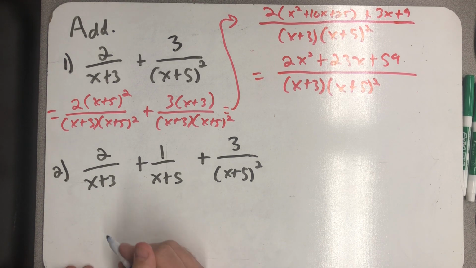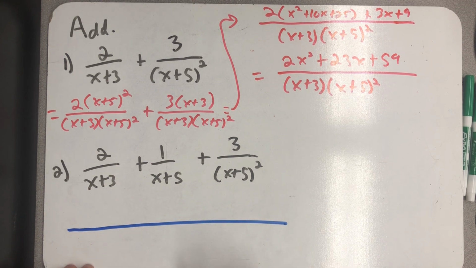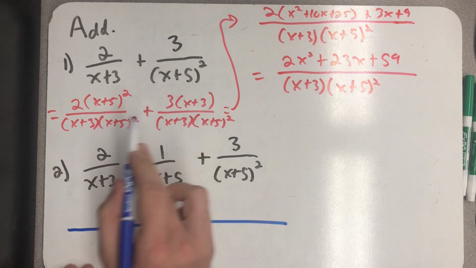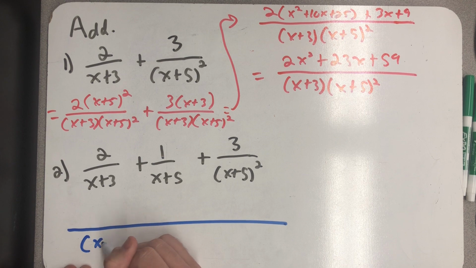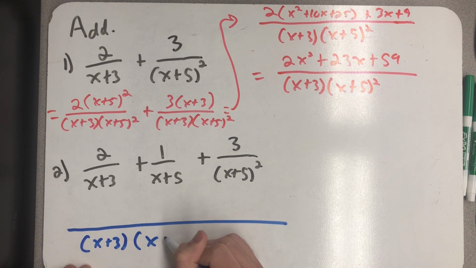So now I have 3 fractions to deal with. And I know my goal is to get a common denominator, so instead of writing 3 separate fractions the way I wrote 2 separate fractions here, I'm just going to go on and say they're all going to be over this common denominator.